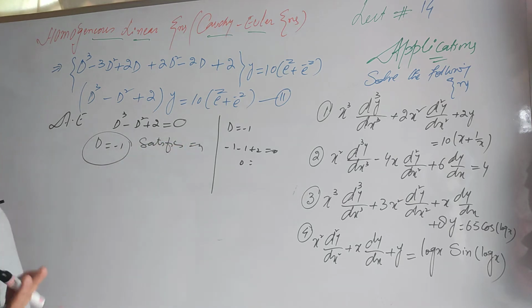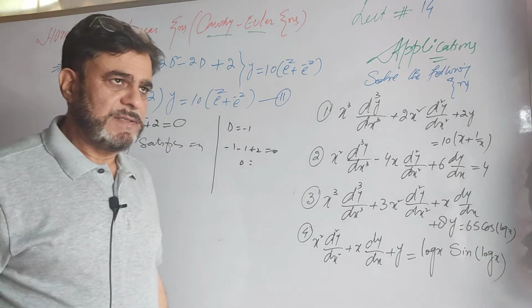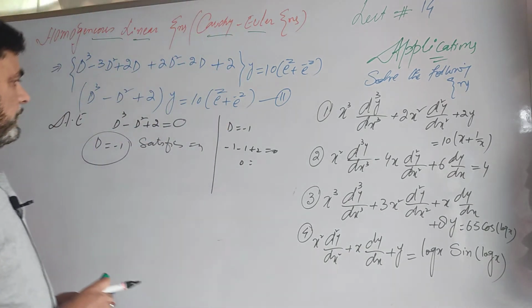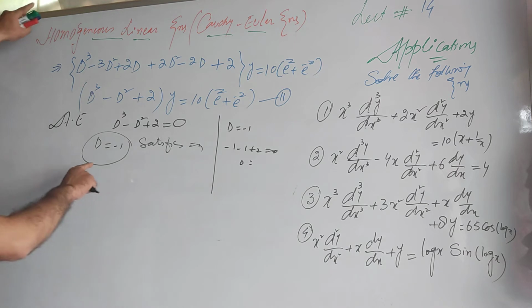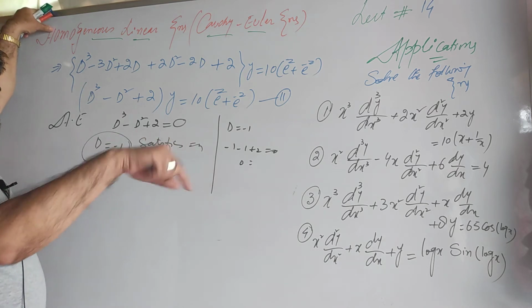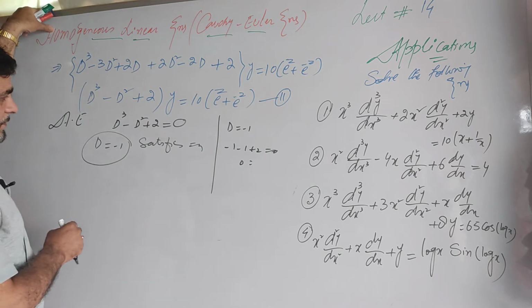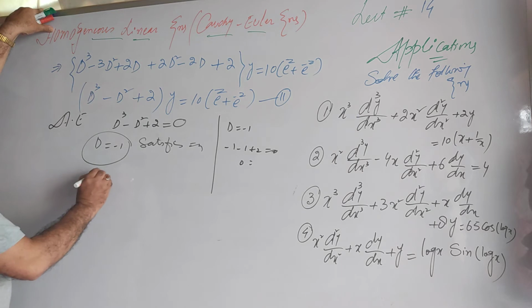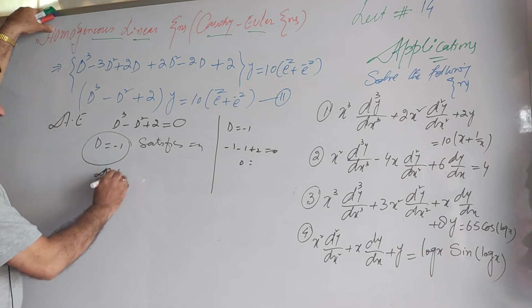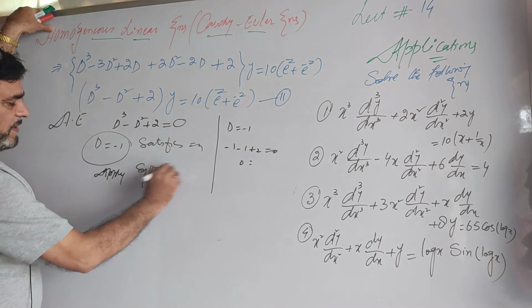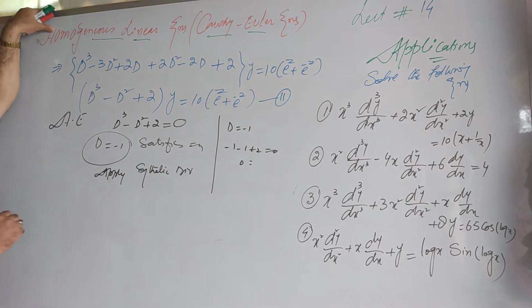I have already told you, in case of a cubic, you make the inspection: put D as minus 1, plus 1, 2, minus 2, then one of the values satisfies. Otherwise, you have to take another method known as Cauchy's rule. Now we apply synthetic division. I have already explained the synthetic division in the starting lectures.